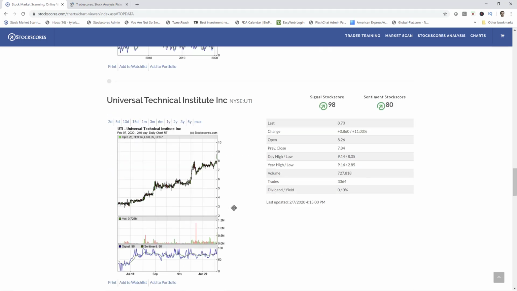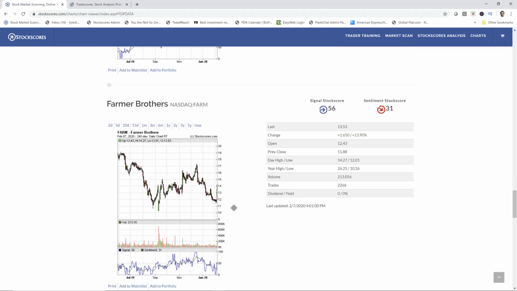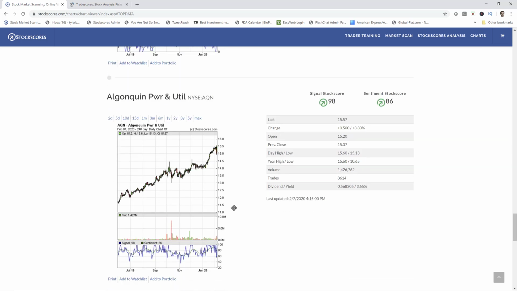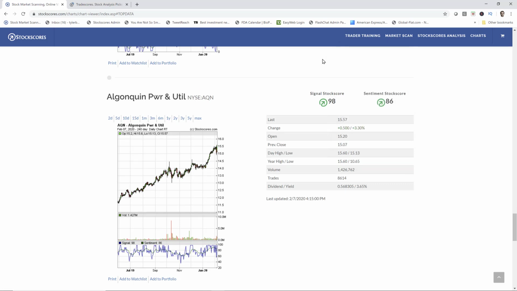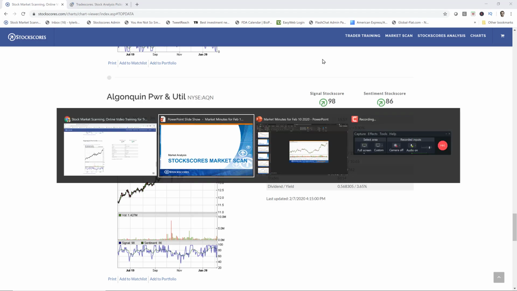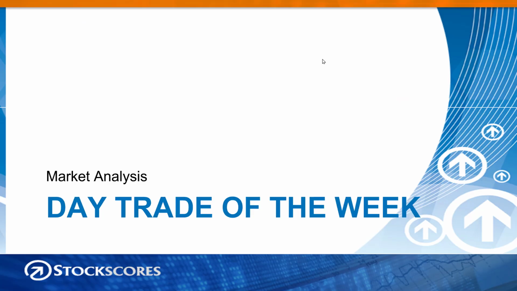And again, if you are a member of Stockscores and you know what to look for, then you can run these scans each week. If you want more information on that, go into the Trader Training, Products and Services, or the Learn How to Trade section, and you can learn more about that tool. All right, let's get back to the presentation and talk about the day trade of the week.